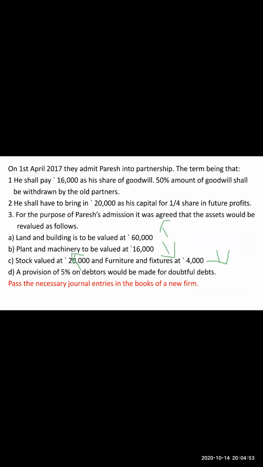और जब भी RDD होता है डेटर पे तो definitely आपका डेटर का अमाउंट हमेशा क्या होता है? डिक्रीज. यानी आपके कौन से एसेट इंक्रीज हो रहे हैं? लैंड एंड बिल्डिंग और स्टॉक. और कौन से एसेट डिक्रीज हो रहे हैं? वो प्लांट एंड मशीनरी, फर्नीचर, and your RDD will be there. ठीक है, क्योंकि डेटर डिक्रीज हो रहा है तो क्यों हो रहा है?